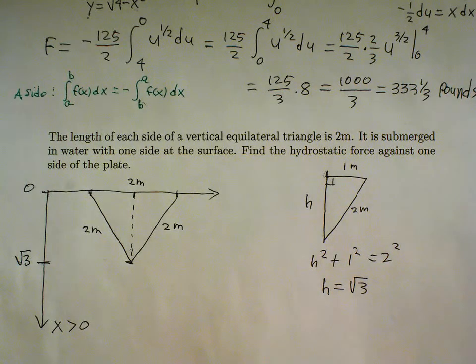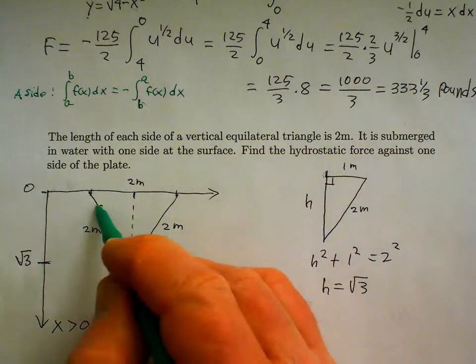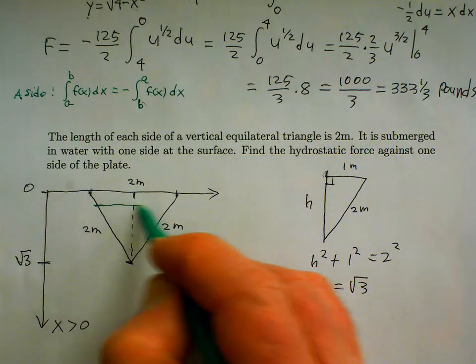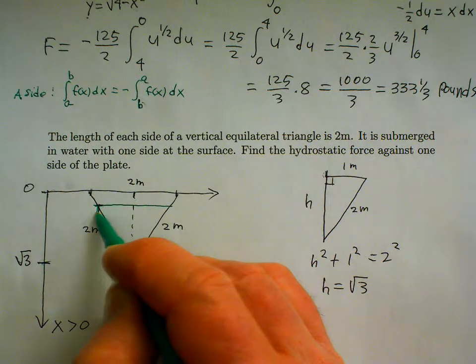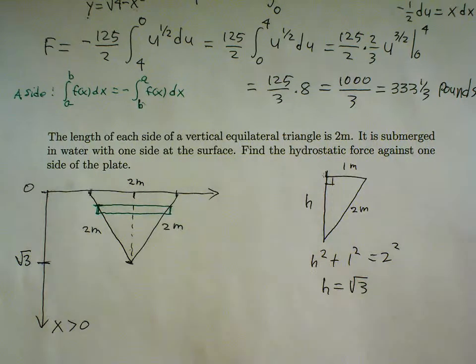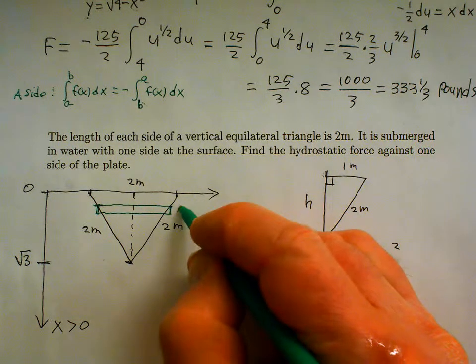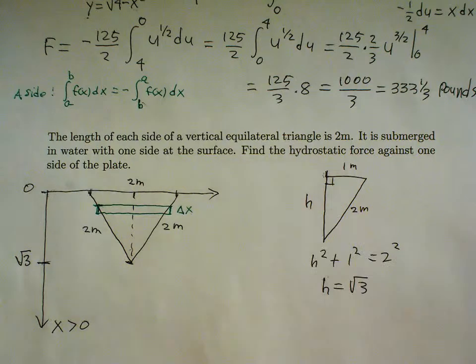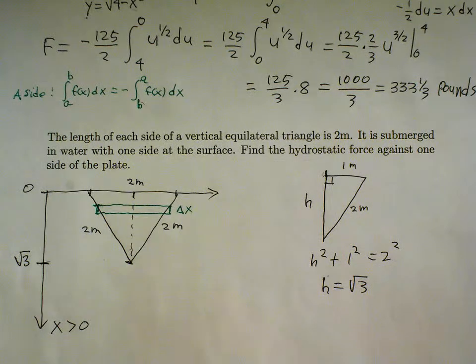Okay, then we pick a rectangle and find an expression for the area of that rectangle. Refer to the horizontal side as delta x. Okay, we're out of time. Go ahead and work on this and let me know if you have any questions.